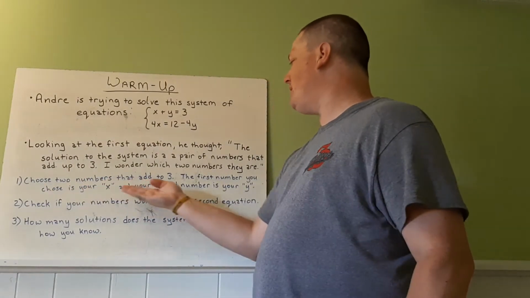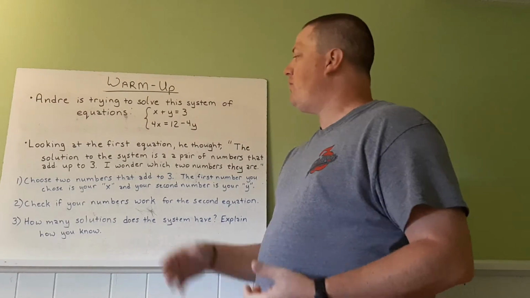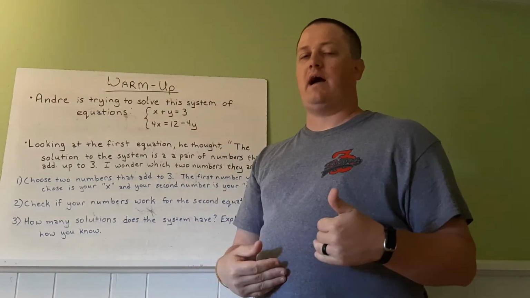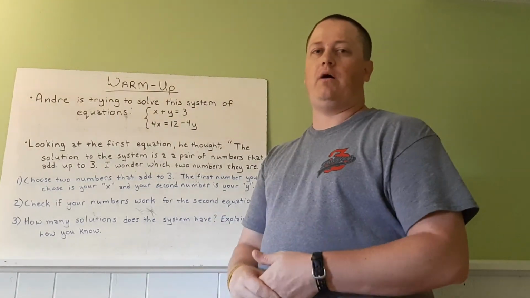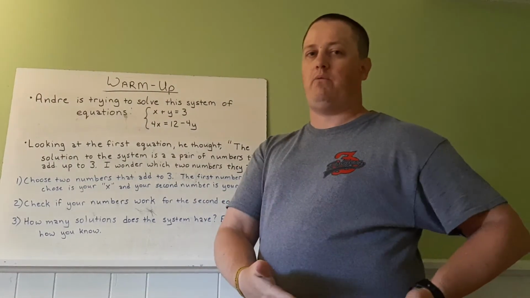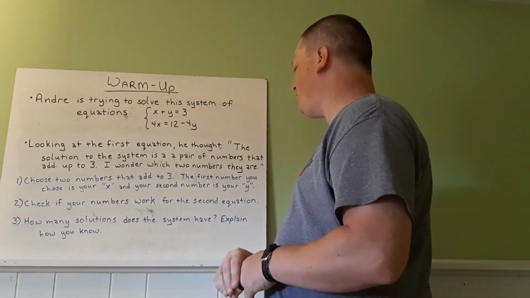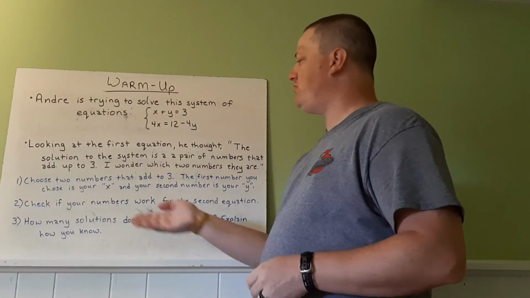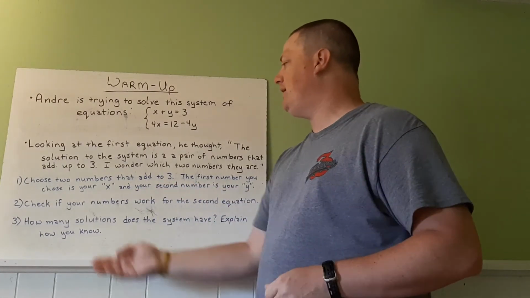So choose two numbers that add up to 3. You can choose any two numbers that add up to 3. Whether they work in the second one or not, we'll find out. If they don't, they don't, and that'll help our discussion. If they do, they will, and that will help our discussion. So just pick any two numbers that add up to 3. Your first number will be your x value. Your second number will be your y value.